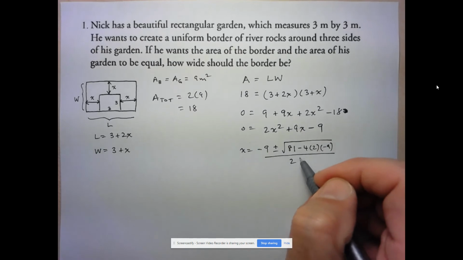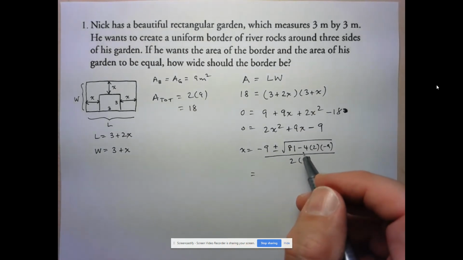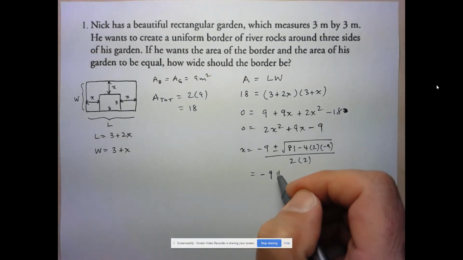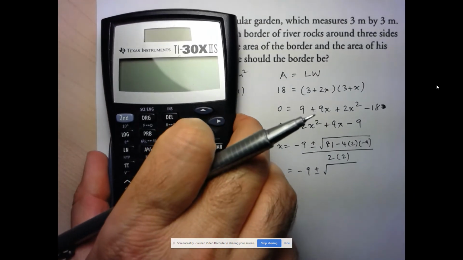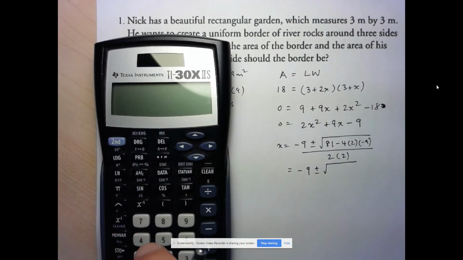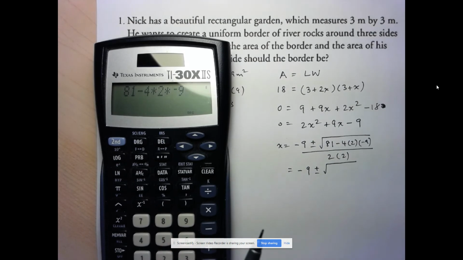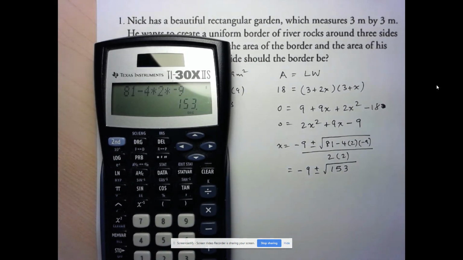all over 2 times a. Okay, and before I put it in my calculator, I'm going to do a little simplification because I find that that helps avoid silly mistakes. So 9 plus or minus. The first thing I'm going to do is calculate what's inside the square root. So I've got 81 minus 4 times 2 times negative 9. So that gives me 153, and that's definitely not a perfect square. Okay, all over 4. And now this is what I'll input in my calculator.